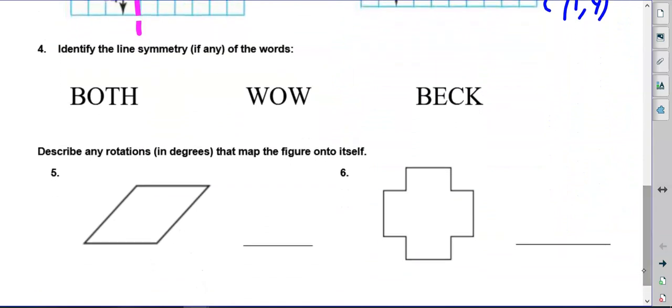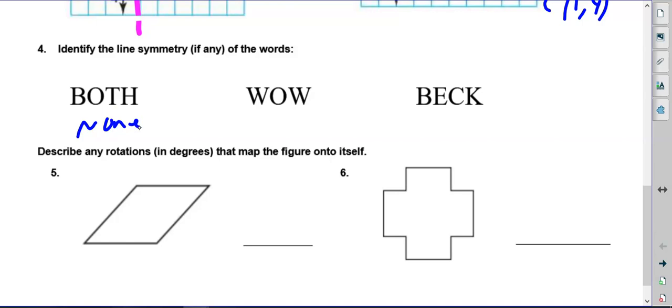All right, identify if line symmetry is there at all. Remember, we're not looking at individual letters and going, oh, the B has symmetry here, the O has symmetry here, the H has symmetry there, the T does not have symmetry. We're not doing that. Okay? If you had just H here, and that was one of the choices, then we would be looking at just the individual letter. But we're looking at the entire word. So there's no way to fold that one. Left, right, up, down, anything.